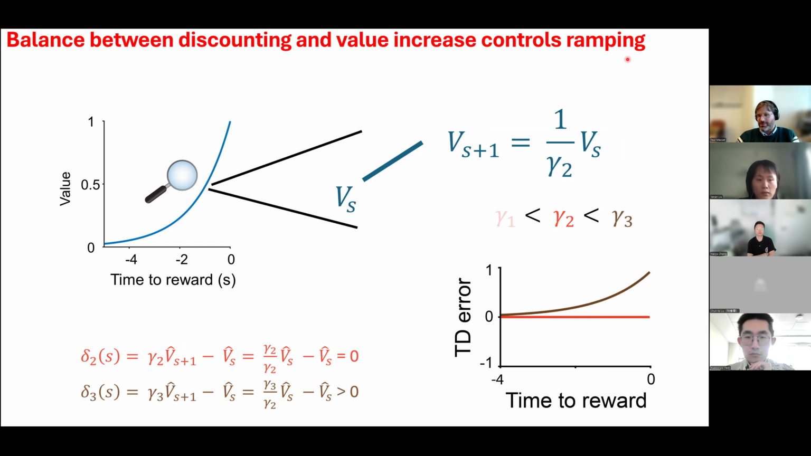If your discount factor is bigger than gamma 2, then you're going to have a positive prediction error because you're going to discount less than how much the value is increasing by. And so you're going to have this positive ramp. Now if your discount factor gamma 1 is smaller than gamma 2, you're going to have a negative ramp because you're discounting more. Even though the value is increasing, the discount is bigger. And so basically, you're going to have this drop in the prediction error.